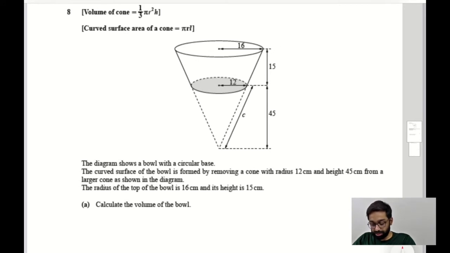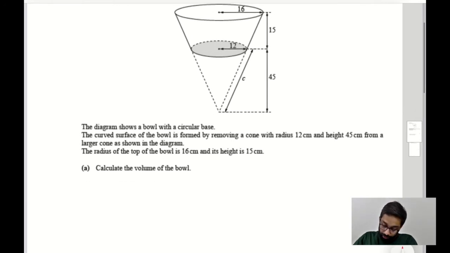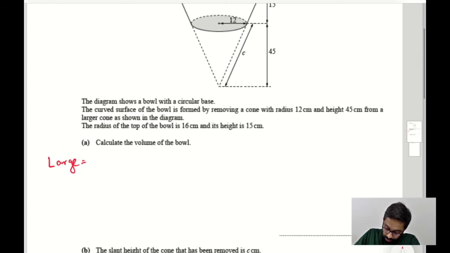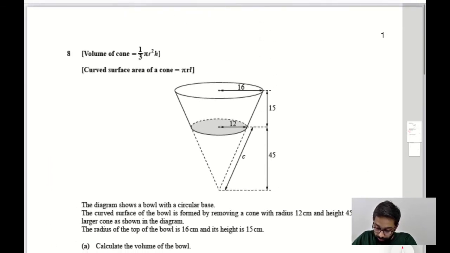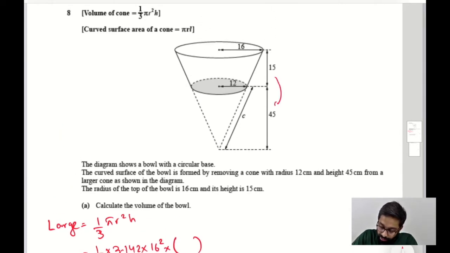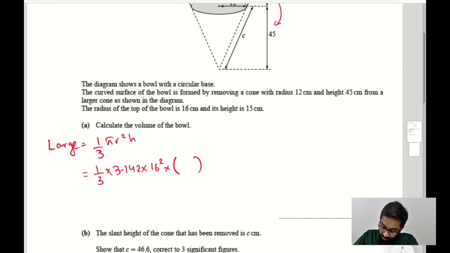Now, this question is divided in two parts. First, we have to calculate the volume of the larger cone. So, I'll write large here. And how to calculate the volume of the larger cone? We multiply 1 over 3 by pi r square h, that is the formula. So 1 over 3 times 3.142 times the radius of the larger cone is 16, so 16 squared, times the height, of course, is 45 plus 15, so 45 plus 15 is 60.